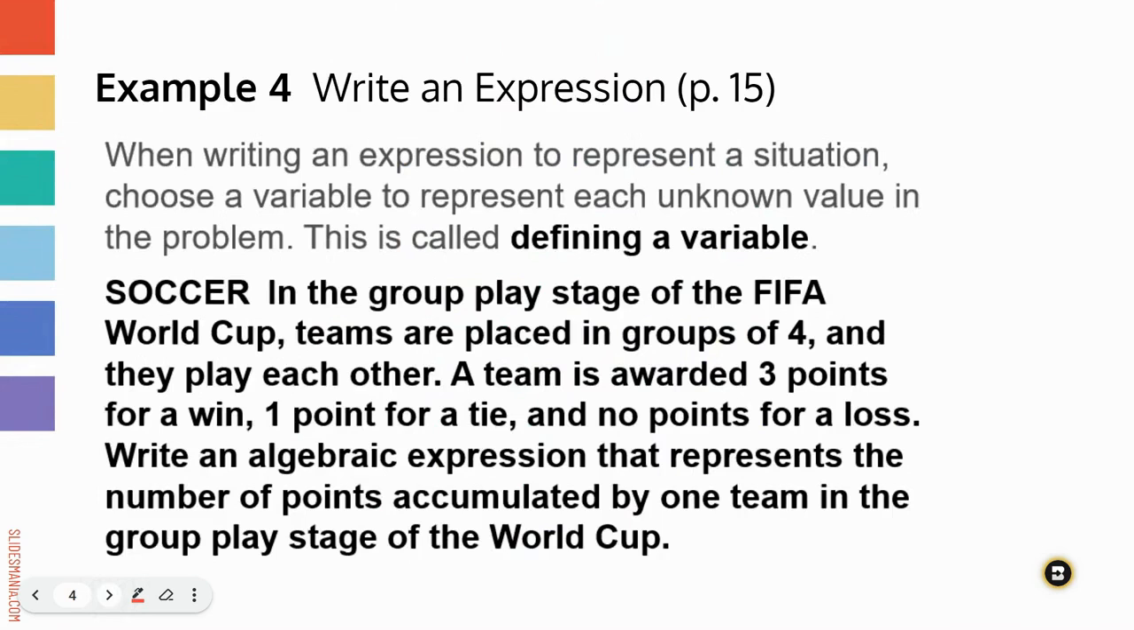We are going to start with example 4 on page 15. Write an expression. So when writing an expression to represent a situation, choose a variable to represent each unknown value in the problem. This is called defining a variable. So we have a soccer problem. In the group play stage of the FIFA World Cup, teams are placed in groups of 4 and they play each other. A team is awarded 3 points for a win, 1 point for a tie, and no points for a loss. Write an algebraic expression that represents the number of points accumulated by one team in the group play stage of the World Cup.